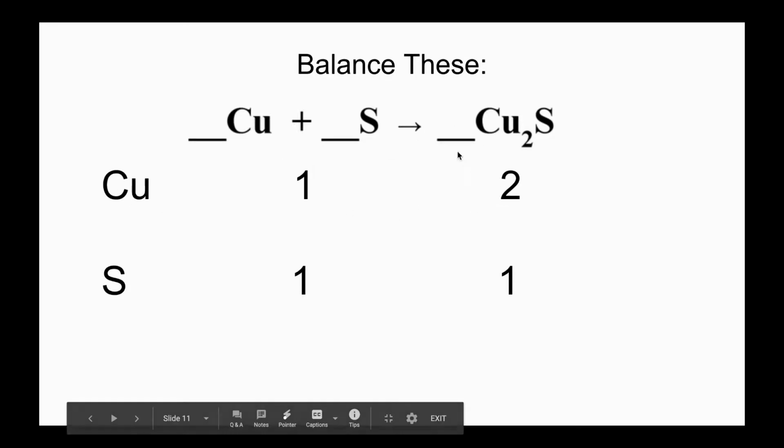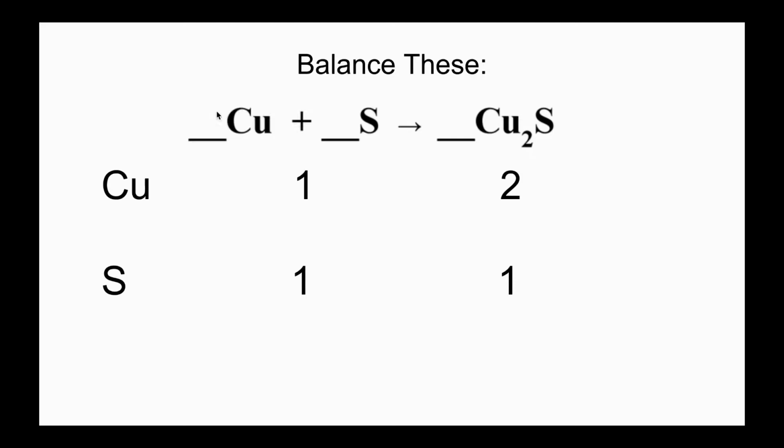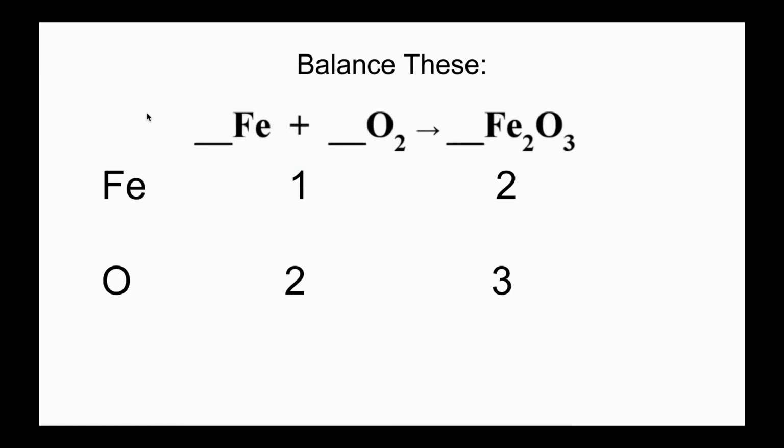So since I have two on this side and only one on this side, I'm just going to put a 2 right in front right here. And now I am balanced. I have two coppers on either side and two sulfurs on either side.